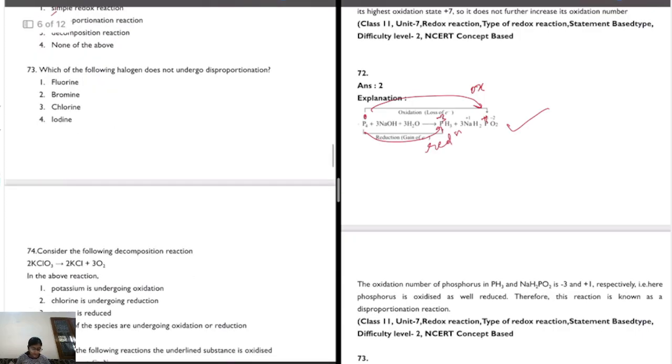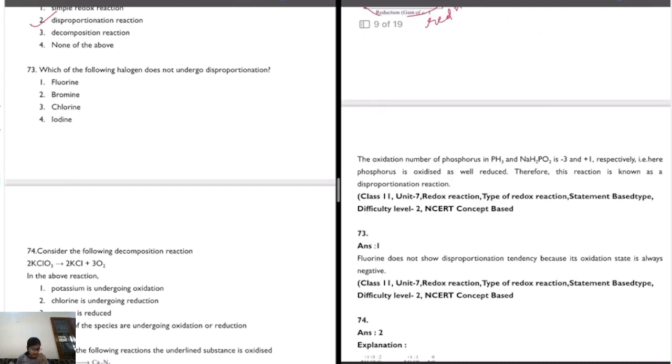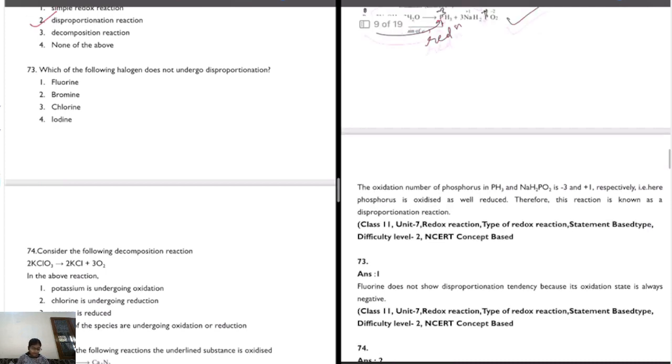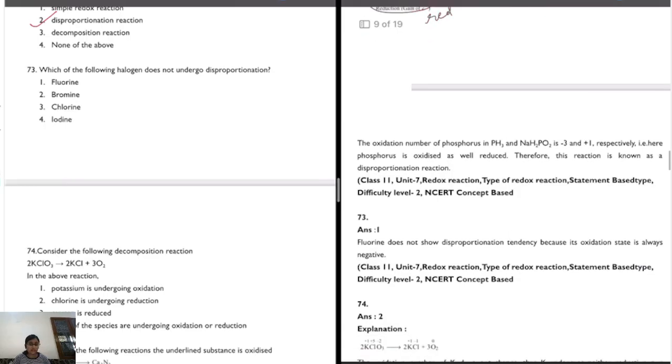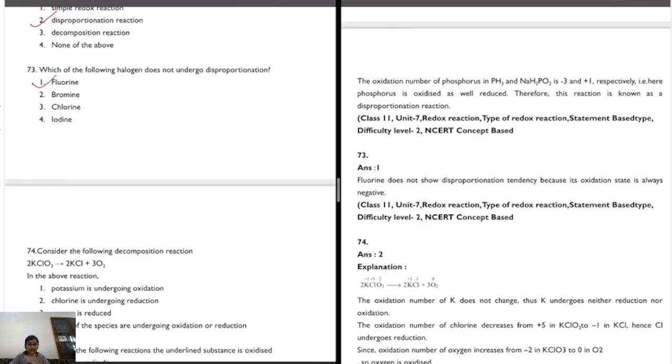In the next question, which of the following halogens does not undergo disproportionation reaction? As I already mentioned earlier, chlorine is the most electronegative element. It cannot undergo any oxidation. Alright.